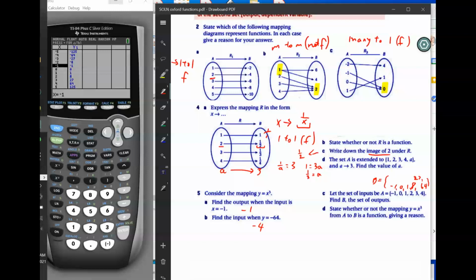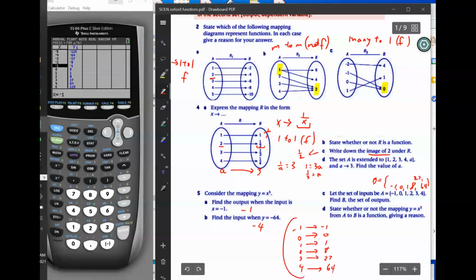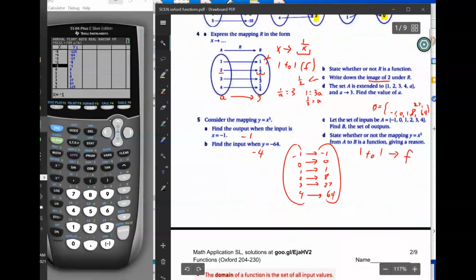Okay. Part D. State whether or not the mapping y equals x cubed from A to B is a function, giving a reason. Okay. So if I wrote this out as a mapping, I would have these elements in the x, and then for the y's I would have these, right? And if I drew the mappings, they would all be one-to-one mappings, right? I don't have many-to-one, I don't have one-to-many, so this is pretty straightforward. It's just a one-to-one mapping. And so if it's a one-to-one mapping, then it is a function. Okay? And that's the reason, it's a one-to-one mapping. And that's it for this page, I think. Yep, that's it for page 1.